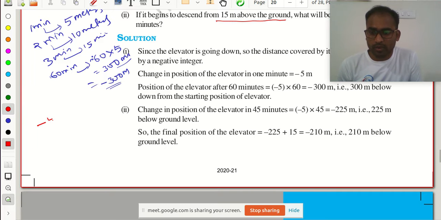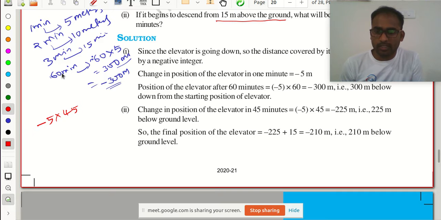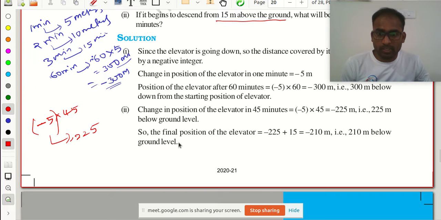After 45 minutes, 5 into 45. Like after 60 minutes, 60 into 5. After 45 minutes, it descends. So that is why I am putting a minus. After 45 minutes, so minus 225.